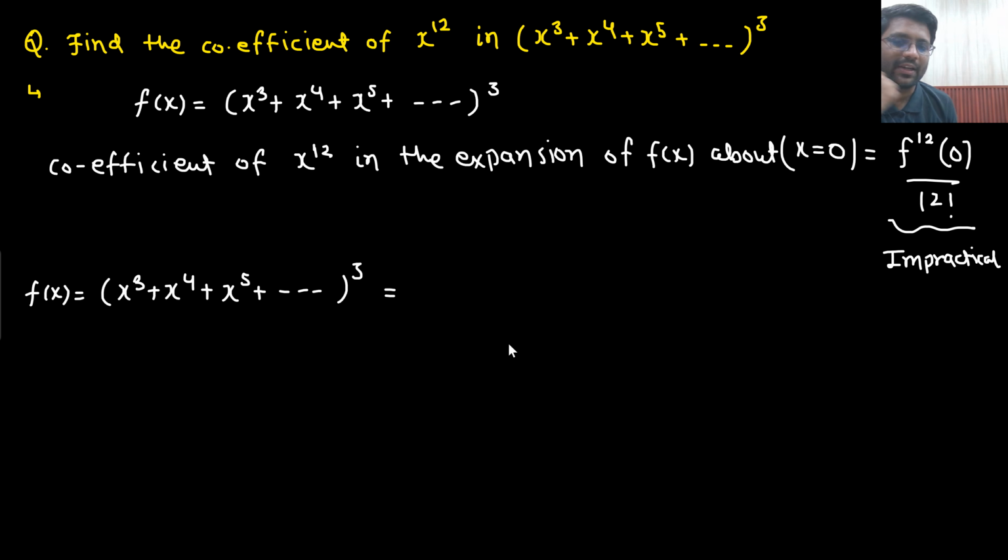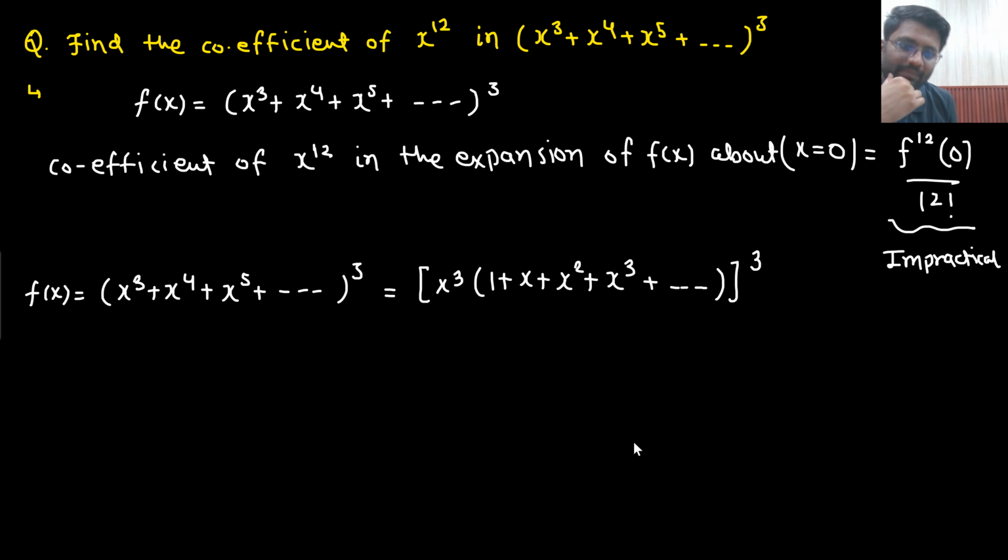Let's take x to the power 3 outside. X to the power 3 I can take outside. So this will become 1 plus x square plus x to the power 3 and so on, to the power 3. Now this x to the power 3, taken outside, becomes x to the power 9, 1 plus x square plus x to the power 3 and so on, to the power 3. Or you can write it in this manner, to the power 3.